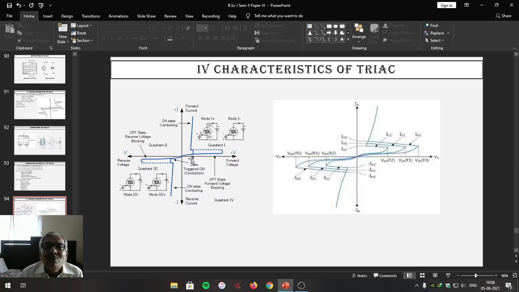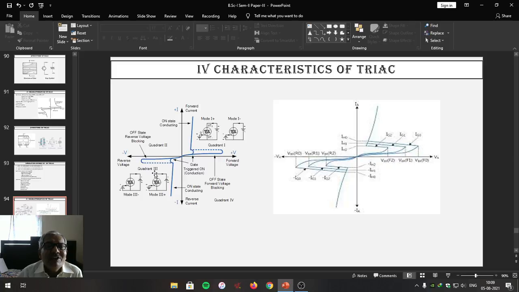But when we apply gate current in any direction, when gate current is increased, it reduces the forward breakover voltage. Without gate current, the breakover voltage is represented higher, whereas after applying gate current, the breakover voltage is reduced. It will start conducting earlier by reducing its firing angle, by increasing its conduction angle, by reducing its forward breakover voltage. So that is the benefit of the gate. Hence, the gate is used as a controlling device in the triac.